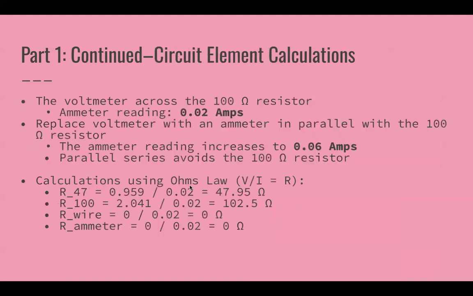When I'm calculating the circuit element, I put the voltmeter across the 100 ohm resistor and read 0.02 amps. Then when I replace it with an ammeter in parallel, the ammeter reading jumps up to 0.06 amps because I'm not using the resistance of that resistor anymore. Here you can see the calculations of the resistance of everything using Ohm's law, which is voltage divided by current equals resistance.